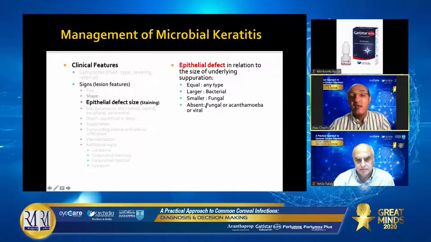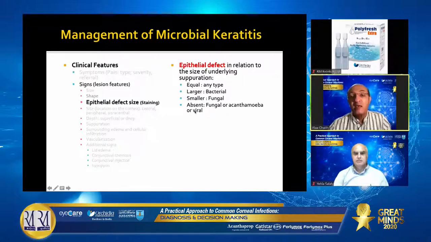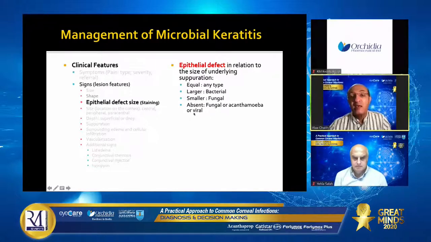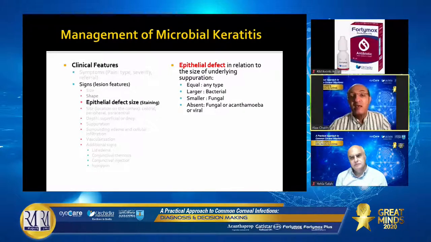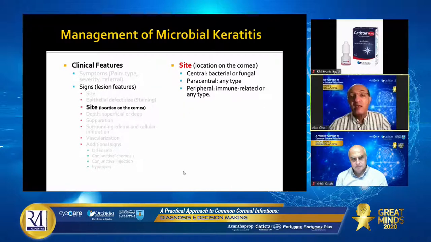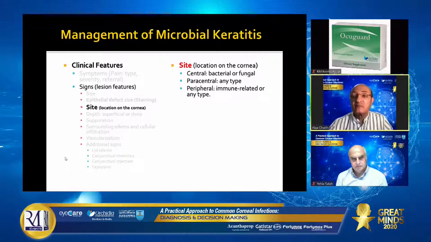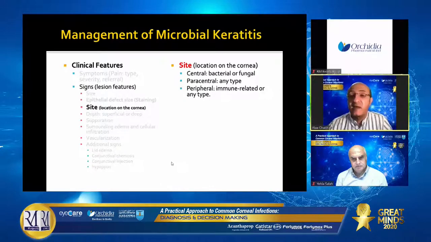If the epithelial defect is absent, it might be fungal, acanthamoeba, or viral. Viral, of course, can occur as stromal keratitis with no overlying epithelial defect. So the epithelial defect is a vital sign of infection. The site also may be indicative of the cause of the infection.